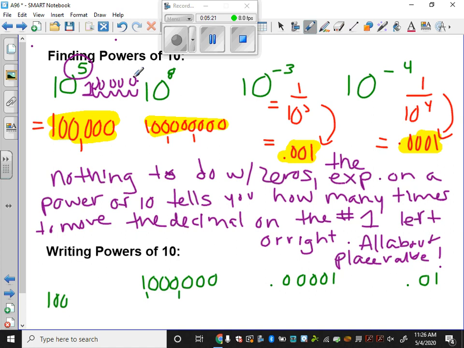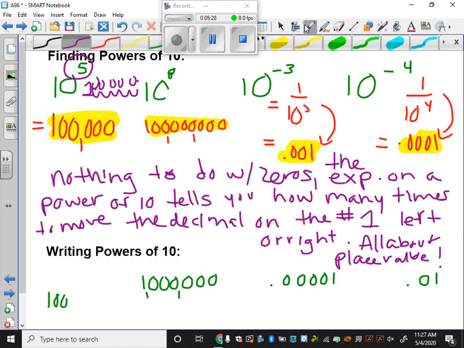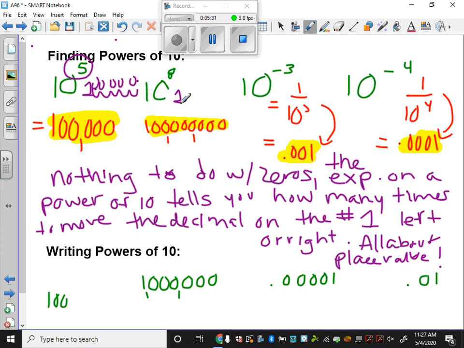So if I look at this next example, starting with the number 1, that is telling me to move the decimal 8 times to the right. If I took this, I go 1, 2, 3, 4, 5, 6, 7, 8, which means I'm going to have 1, 2, 3, 4, 5, 6, 7, 8 zeros. Same number that we had down below. It's really hard to write on here.